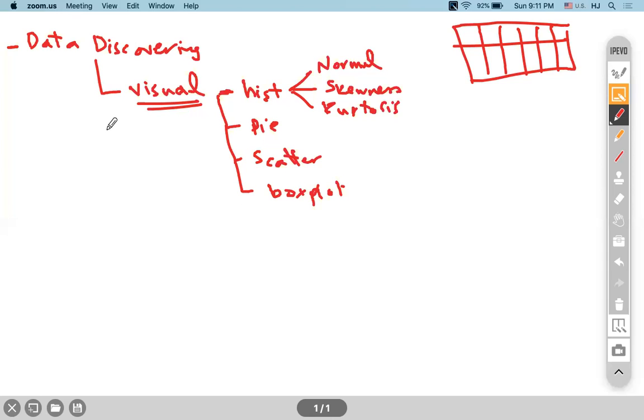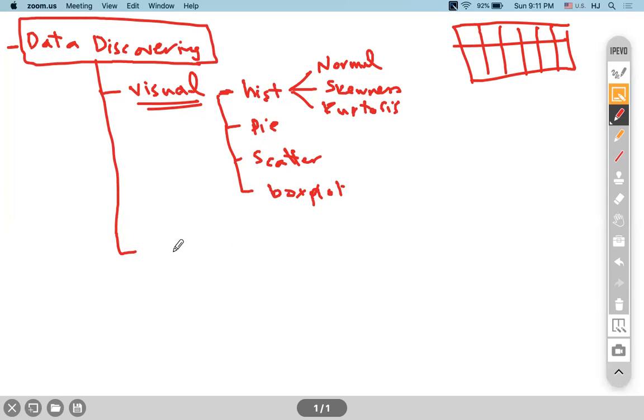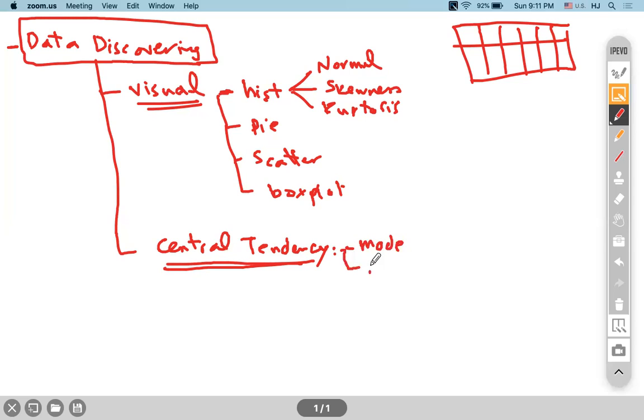We can also discover the data. So we talk about data discovery, guys. We can discover these data using some non-visual technique. So we can just use, let's say, central tendency metrics just to see the data. We can find the mode, we can find the mean, we can find, let's say, the median.